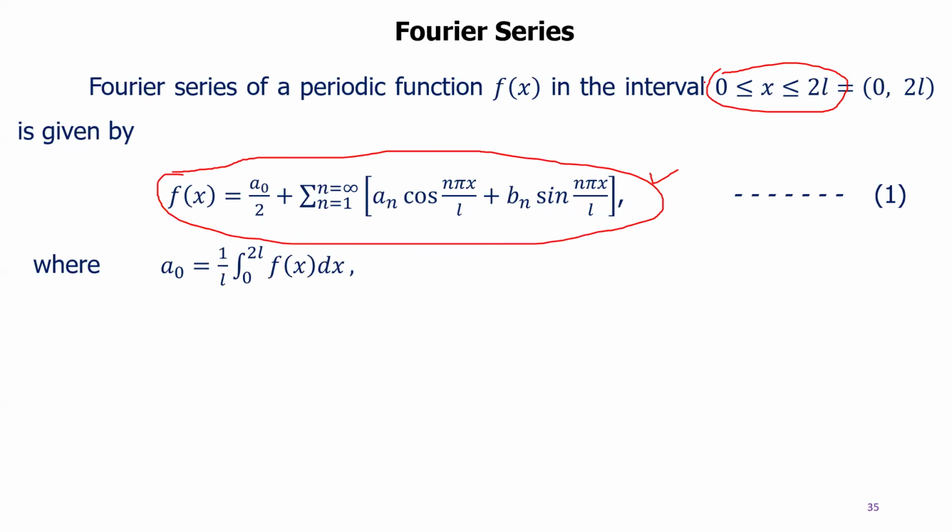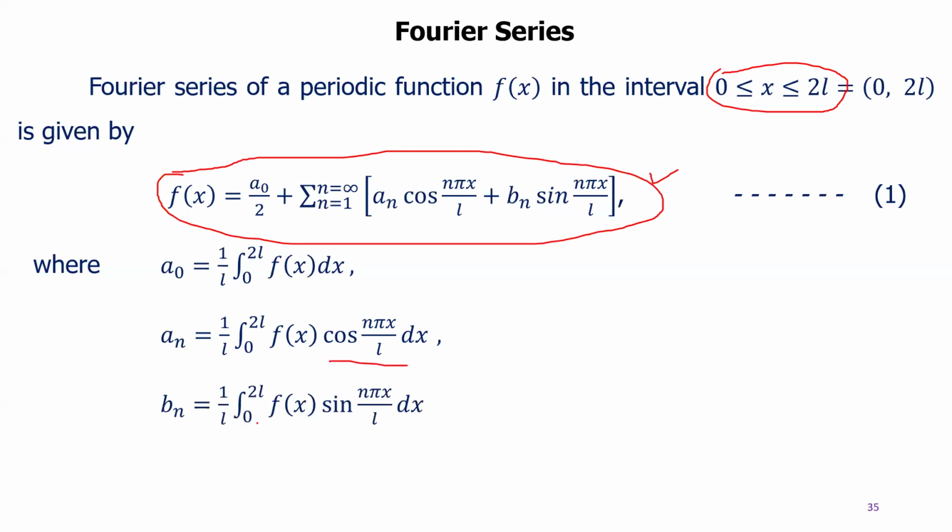What is a0? a0 is 1 upon L integration under the limit 0 to 2L of f of x with respect to x. Similarly, an is 1 upon L under the limit 0 to 2L f of x cos n pi x upon L, and bn is equal to 1 upon L integration under the limit 0 to 2L f of x sin n pi x upon L with respect to x.